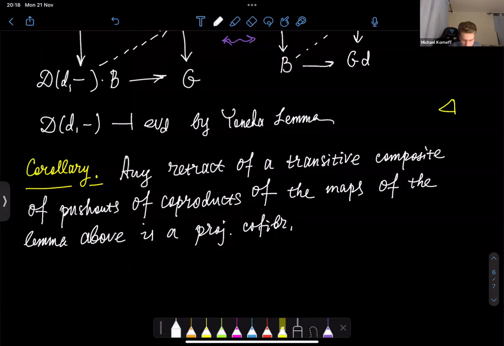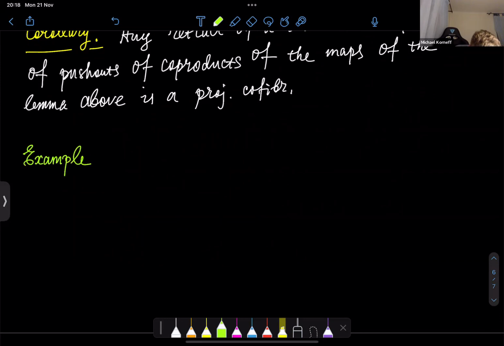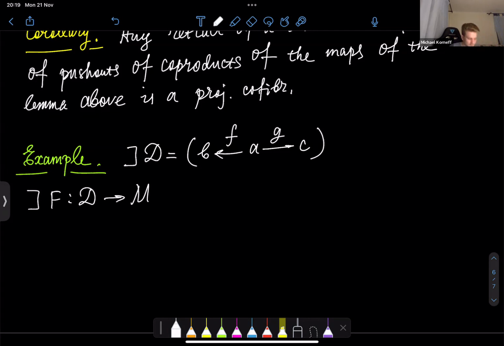So consider the following example. Suppose we have the following category consisting of three objects and two maps. It is a pushout diagram, and suppose that we have a functor from D to M, where M is a cofibrantly generated model category.